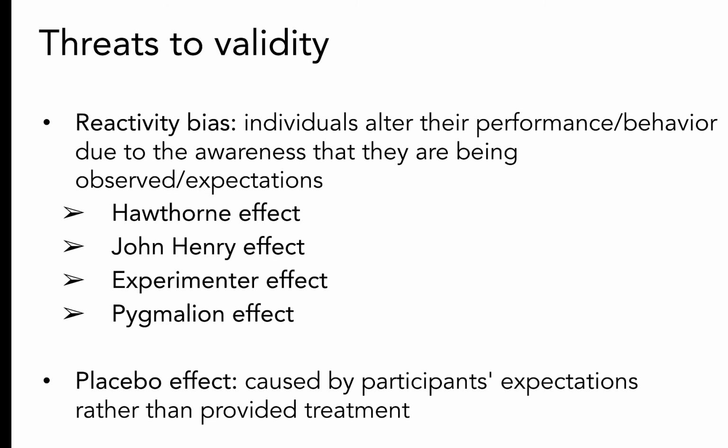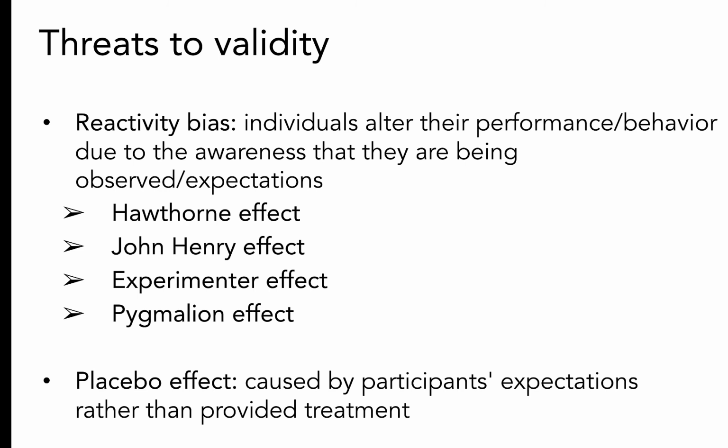Now, the John Henry effect is similar, but this is caused by the awareness of being in the control condition rather than in the experimental condition. So when people know that they are part of the control condition, for example, the condition that does not get the swapped out light bulbs, so does not get the brighter light bulbs, they change their behavior simply because they know they are part of the control group and they think nothing is expected of them, and this in and of itself could influence their performance or their behavior.